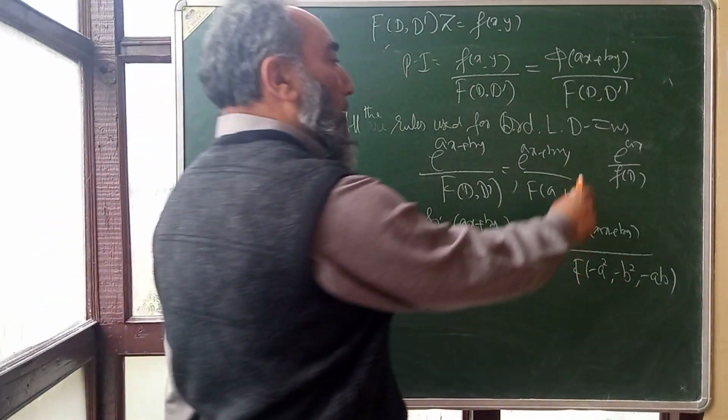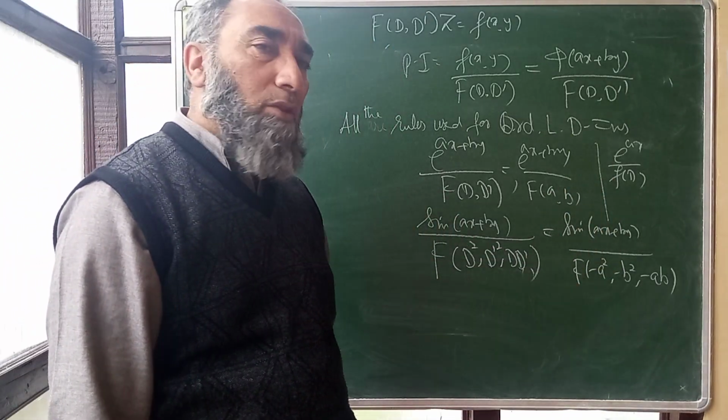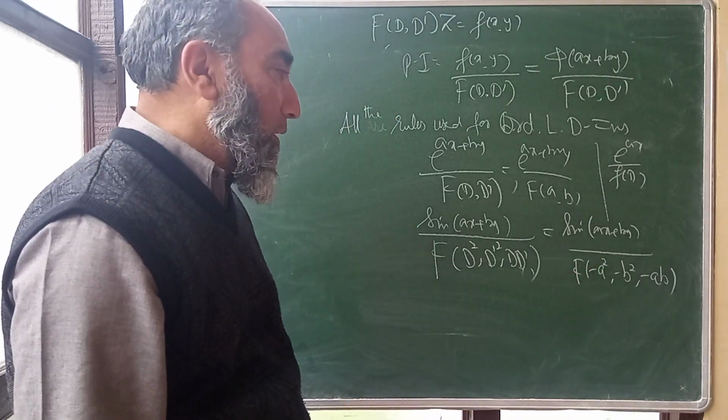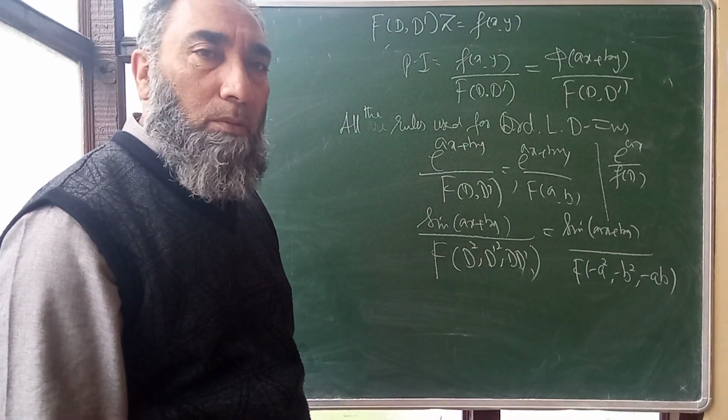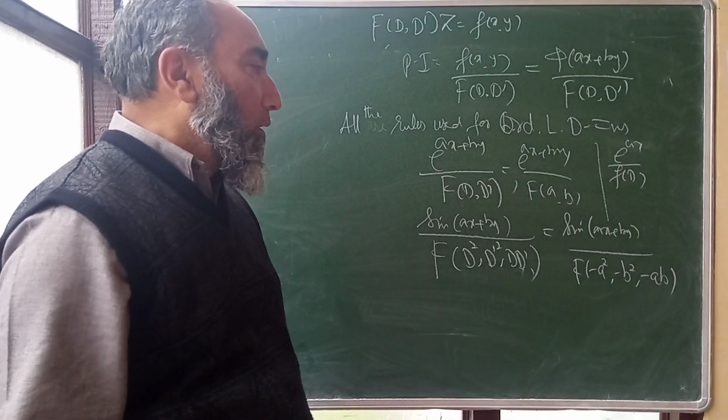What you are doing in an ordinary differential equation, if it has sin ax, is replacing D square by minus a square. Same is the case over here. You have to replace D square by minus a square, D dash square by minus b square. This is logical. This is very easy.